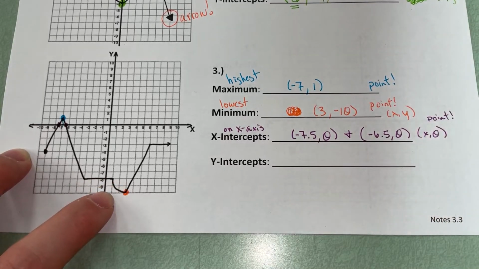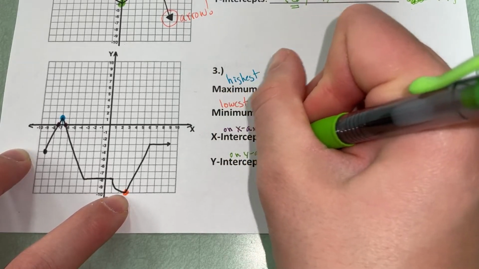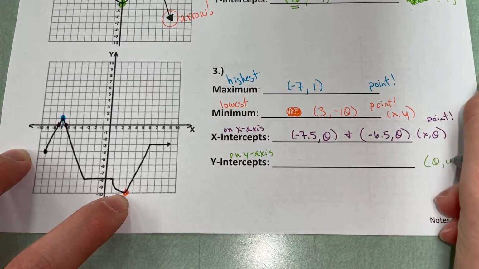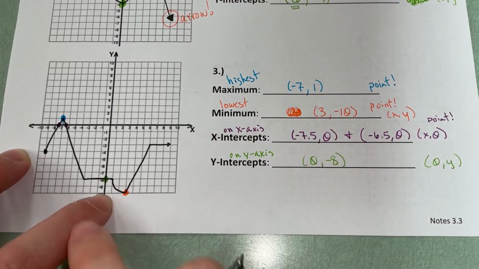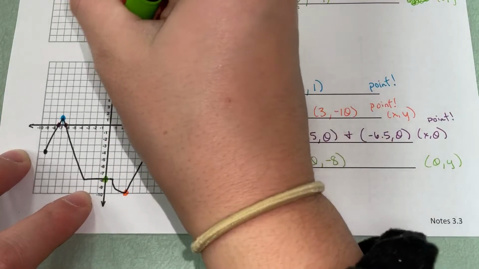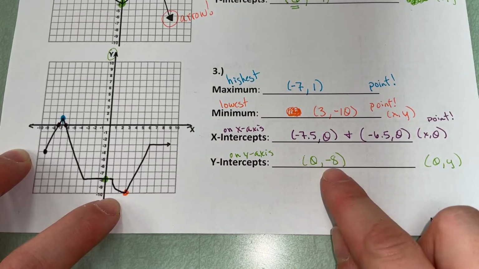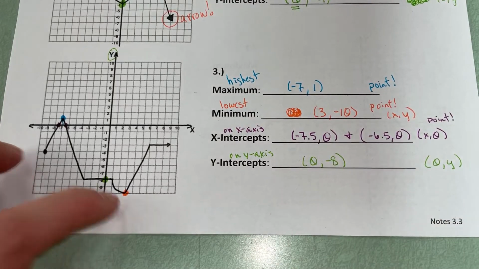Now let's look at our y-intercept. Why don't you try the y-intercept on your own? And remember, hint, hint, it goes 0, y. In this one, we only had one y-intercept on the y-axis, and it was at -8. So our y-intercept, when written out, is 0, -8. All right, that's the end of this video.